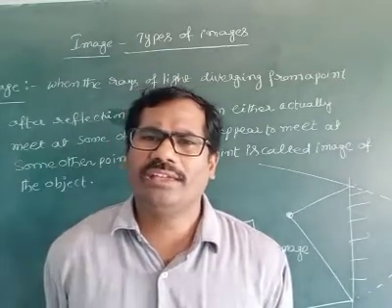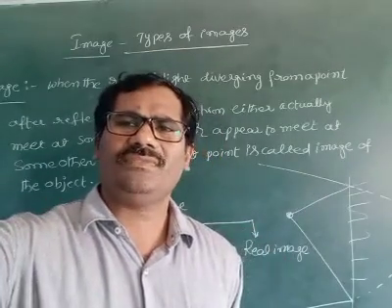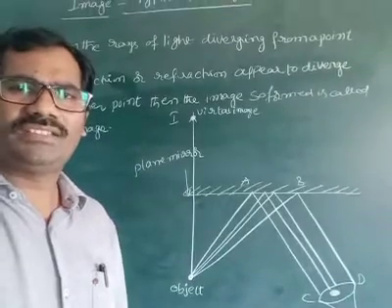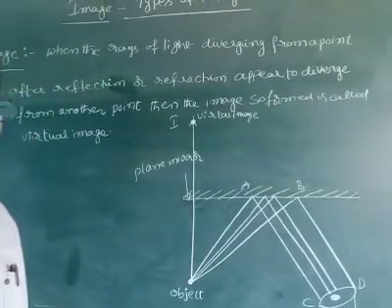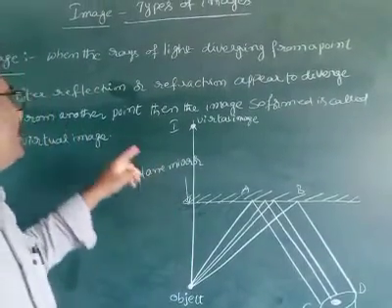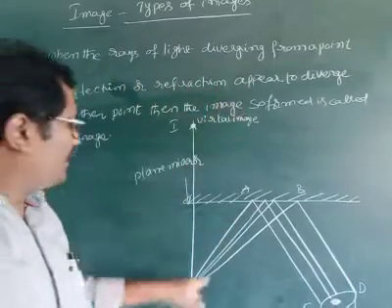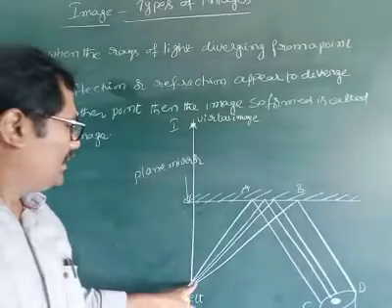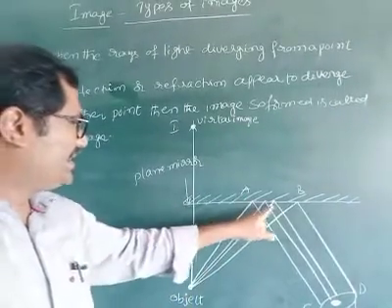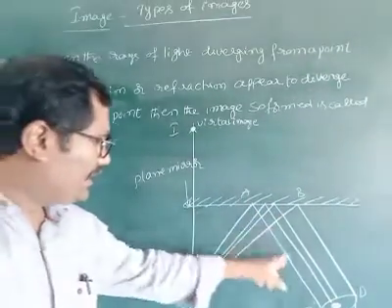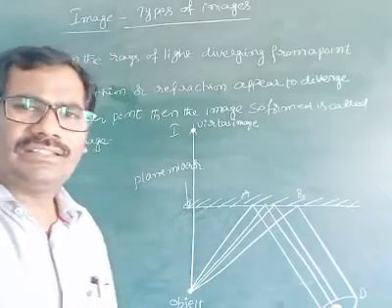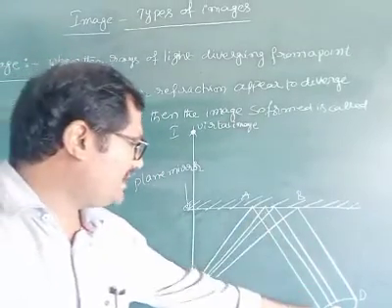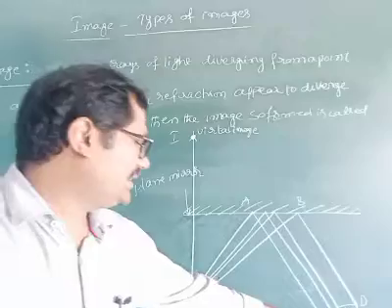Okay, next one. See, students, virtual image forming in a plane mirror. When the rays of light are diverging from the object, a number of rays are incident on the plane mirror, and they can reflect the image to the eye to see the object.